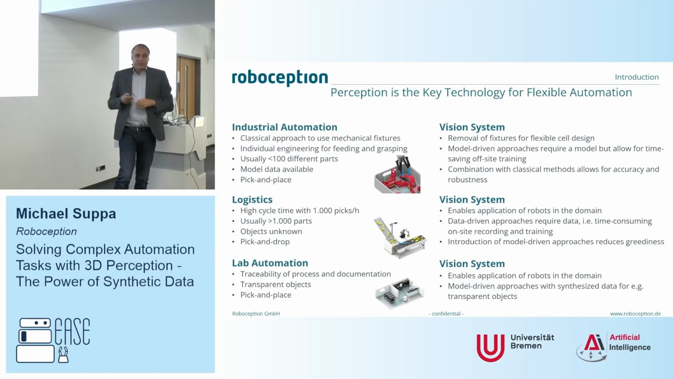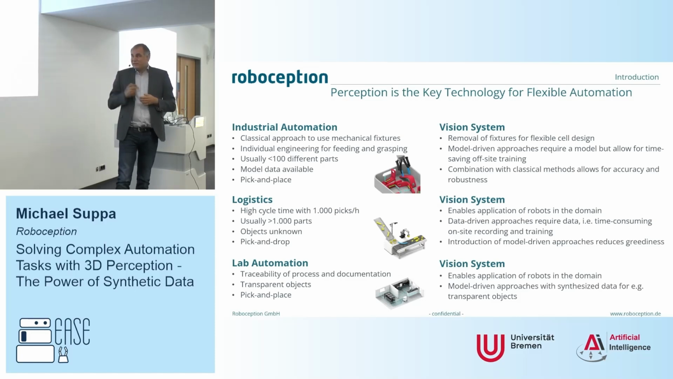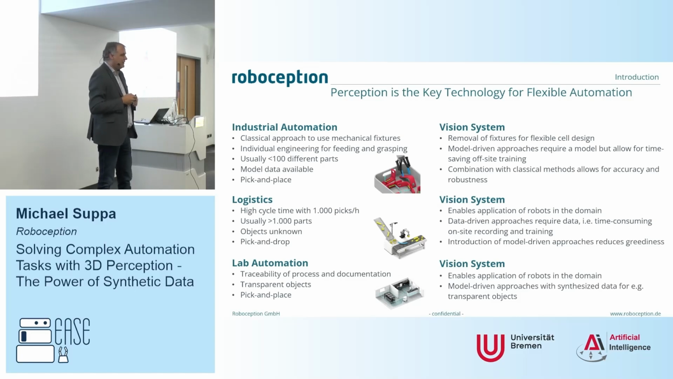The model-driven approaches you can use here because you have model data available. It's not unknown objects, it's known objects. And you can combine the approaches, machine learning and classical algorithms, so it's both possible in this case. In logistics, you have very high cycle time, so usually around 1,000 picks per hour.